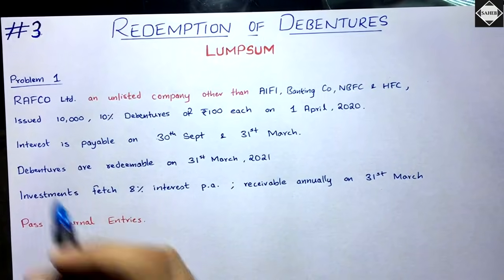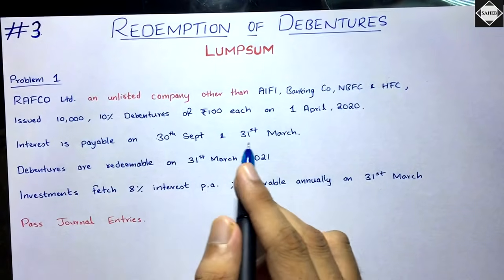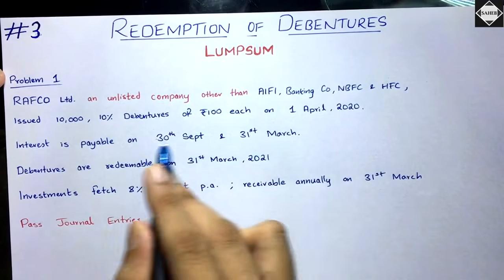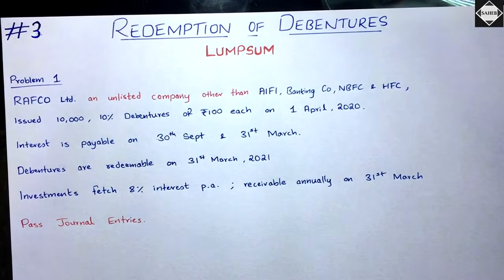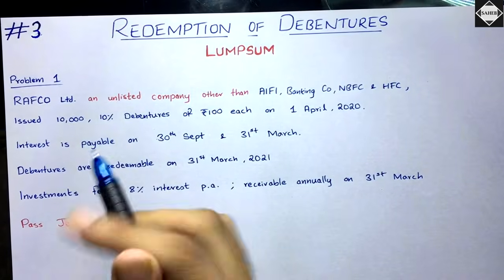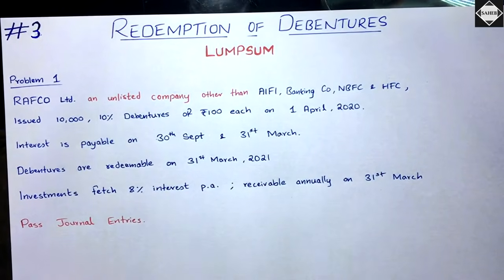Right. Then they are saying interest is payable on 30th September and 31st March. Now what are these? These are the due dates, every 6 months, when the interest will be paid to the debenture holders of the RAFCO Limited. Is that clear? Yes. Then what do you have?